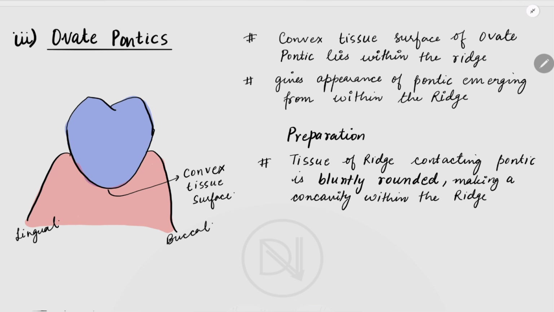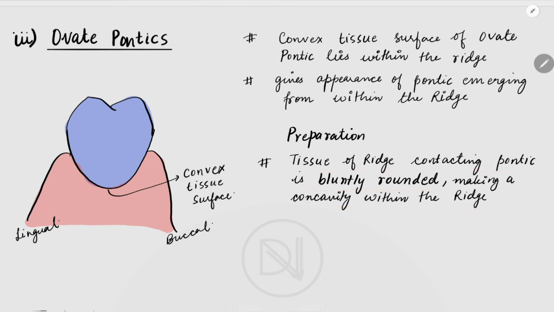So now let's see the preparation. So the preparation here, how it has been done. The tissue of the ridge contacting the Pontic is bluntly rounded. So this portion of the ridge is bluntly rounded so that you can make a concavity onto which your Pontic can rest. So the tissue of the ridge contacting the Pontic is bluntly rounded, making the concavity within the ridge, and onto which the Pontic rests.